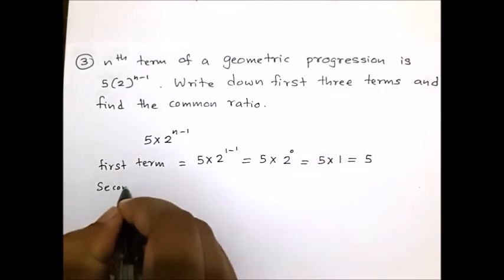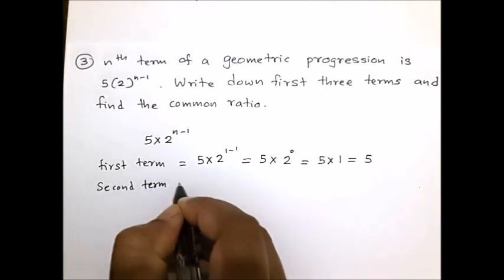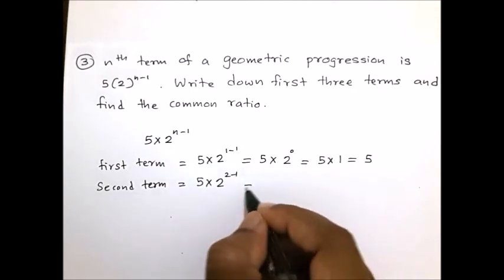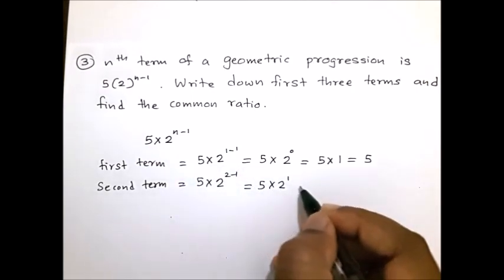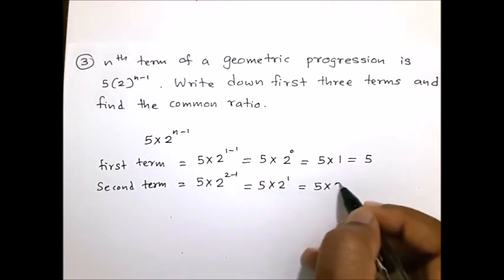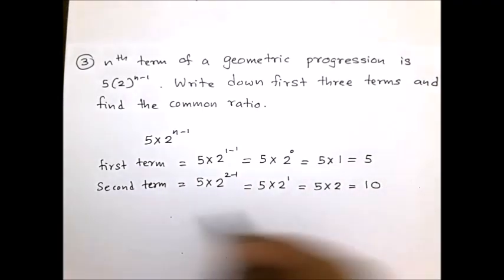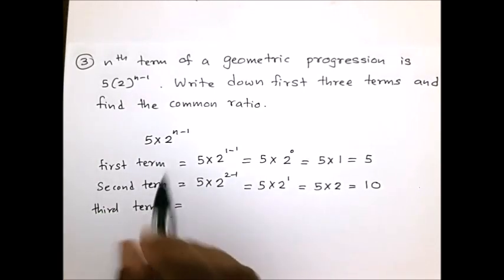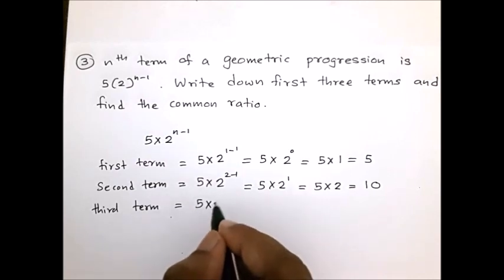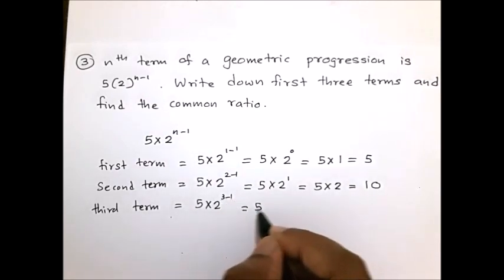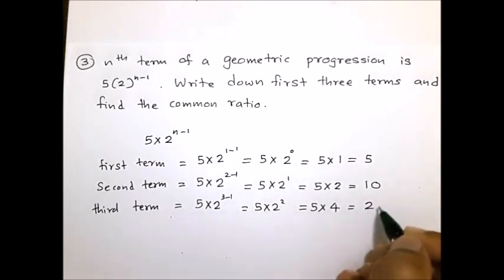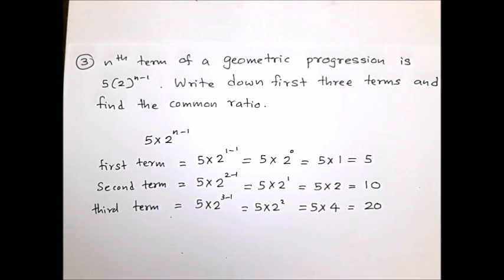Then the second term. Substitute 2 for n. 2 − 1 is 1, so it is 2¹, which is 2. The second term is 10. Then the third term. Substitute 3 here. 2 to the power 3 − 1 is 2², and 2² is 4. 5 multiplied by 4 is 20. The first three terms are 5, 10 and 20.